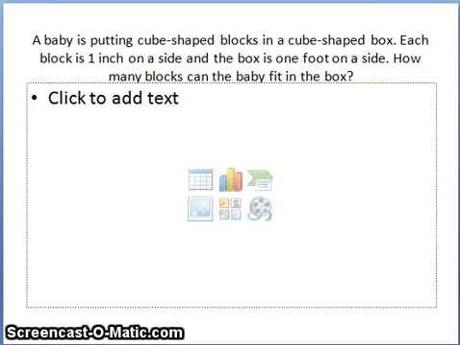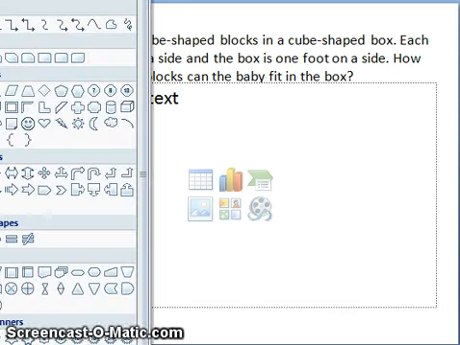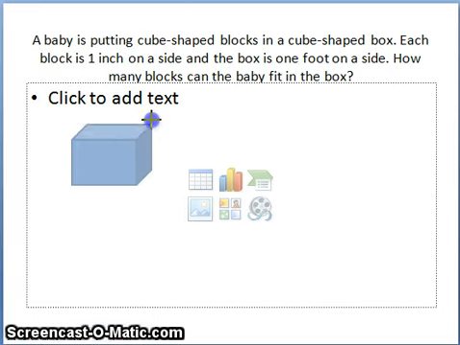All right, here's an example, kind of similar to what I talked about in class. A baby is putting cube-shaped blocks in a cube-shaped box. Each block is 1 inch on a side and the box is 1 foot on a side. How many blocks can the baby fit in the box? So one thing that you want to think about here, and it might help to draw a picture. I'm going to insert a picture here to help me think about this. Normally I would draw it by hand, but because of the way that PowerPoint works, I can't.